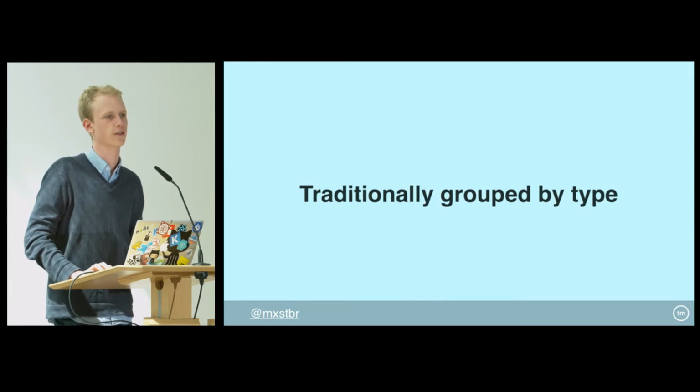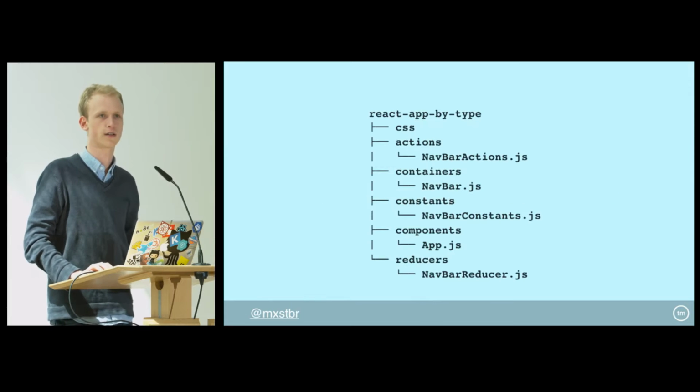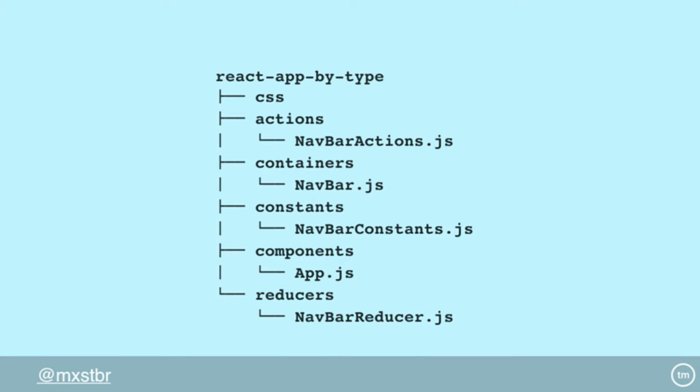Traditionally, React.js applications have been grouped by type, right? You take the files and you group them by type, something like this. I had an example of a navigation bar. I hope the people in the back can read it. Otherwise, you just turn around and look at the back.